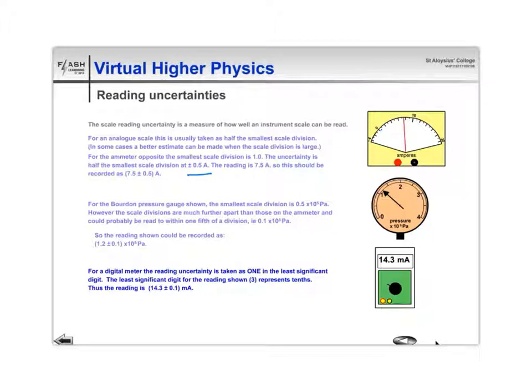For a digital scale, there's no indication on the device if the reading is halfway between readings, like there is in an analogue device where you can actually see that. So we have to take the uncertainty in a digital device as simply one unit of the smallest digit. So the smallest digit there is 0.1, so the uncertainty in this reading would be plus or minus 0.1 for a digital scale.